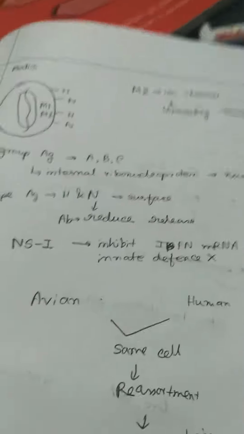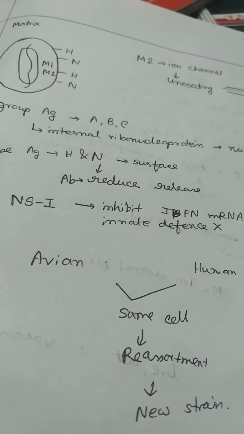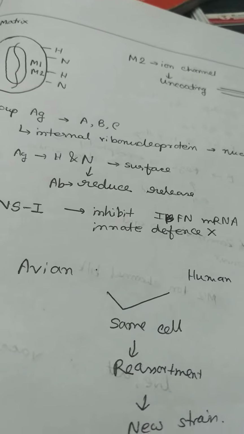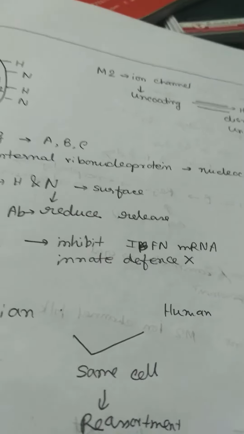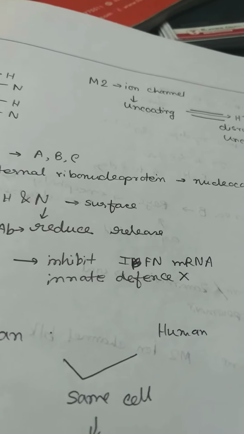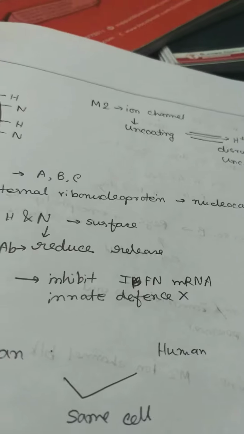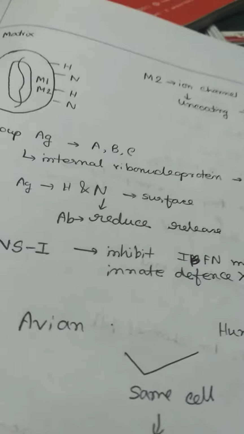There is another important virulence factor of influenza virus, that is NS1 protein. This is non-structural protein 1. This non-structural protein 1 inhibits the interferon mRNA of the host cell. Therefore, the innate defense, that is interferon, which is our innate immune defense, is reduced due to NS1 protein.